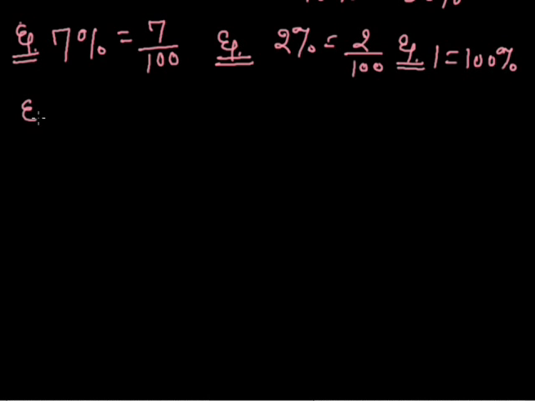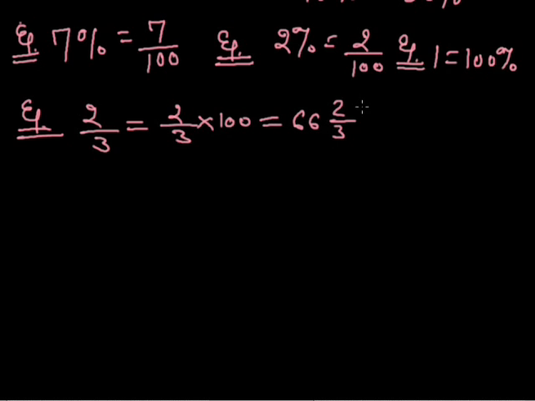If I am saying 2 by 3, and I have to change 2 by 3 into percentage, then I can say that the percentage will be given by 2 by 3 into 100. So out of 100 he will get 2 by 3 into 100, that is 66 and 2 by 3 percent. In this way you can calculate.